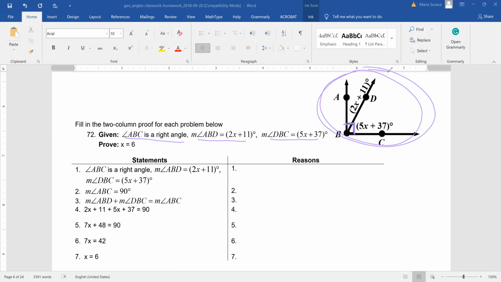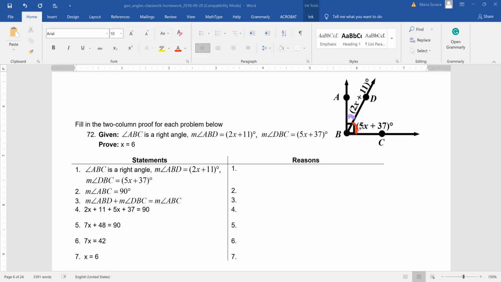If you are not given a drawing, I would highly recommend you create a drawing because a visual is always better than just words. So then they tell you that this small angle in here is 2x plus 11. And then they tell you that this small angle in here is 5x plus 37. So we need to prove that x is equal to 6.